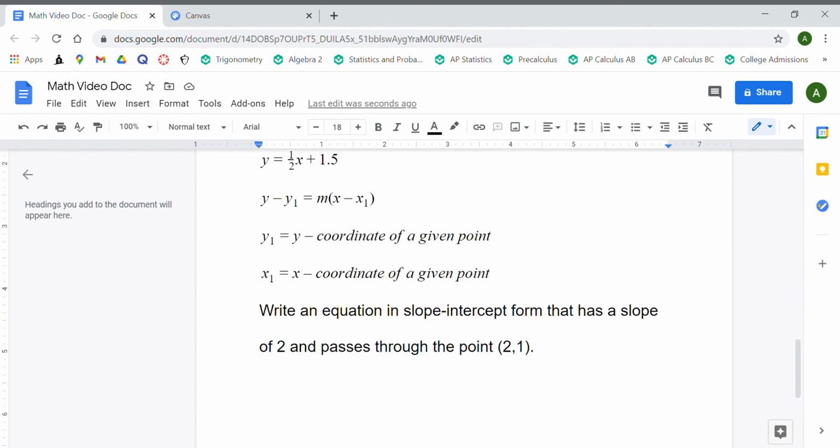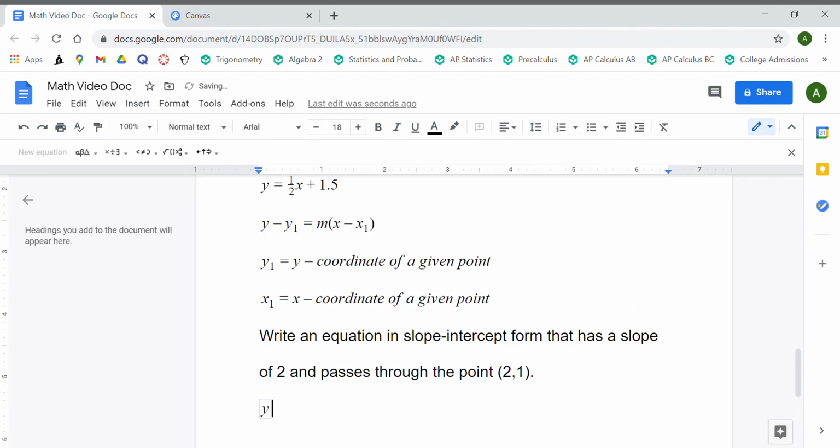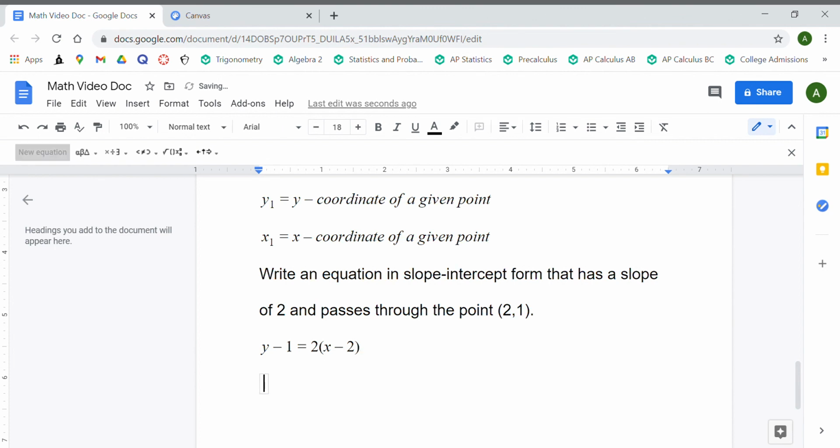So, we have y minus the y coordinate, 2, m is equal to 2, times the difference of x, and I messed up, guys, I'm sorry. The y coordinate is 1, and the x coordinate is 2. Alright. Everyone makes mistakes, but that is why you gotta check your work. Alright, so we have y minus 1 equals, so now we're going to convert it to slope-intercept form.